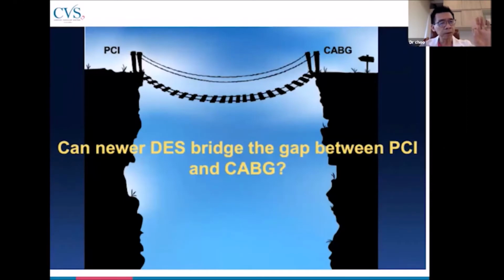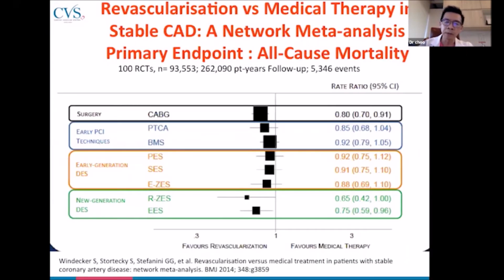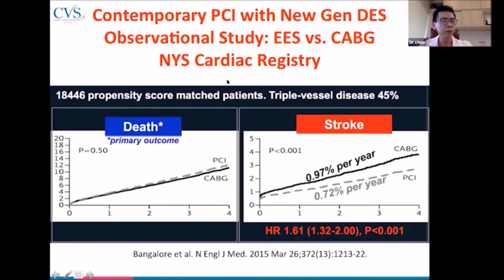I just also want to highlight that those data that we talked about earlier were using first generation DES. There are some clues that with the newer generation devices that we use, they may be better. Here is comparing against medical therapy. Even in the New York State Cardiac Registry, when you use newer generation stents, there may be no difference in terms of death outcome, at least for the short to intermediate 4 to 5 years, with more strokes for CABG.